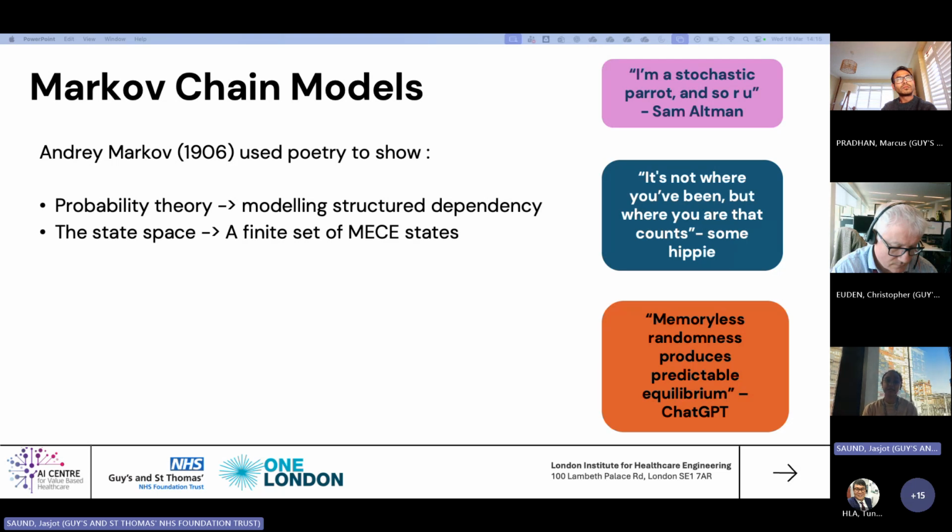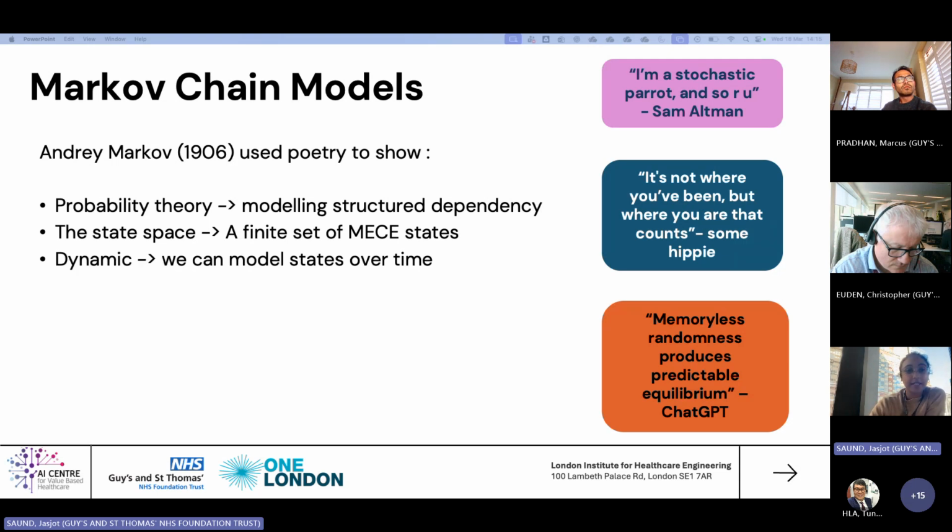So what he did was define the state space, which is a finite set of mutually exclusive, completely exhaustive states. He wanted to look at the transition between vowels and consonants in poetry. So vowels and consonants are the state space. A letter can either be one or the other, and it cannot be anything else. That's what the Markov state means. And we can also apply that to health states. We can segment the population into certain health states, which are Markov, and we can use Markov chains on those state spaces.